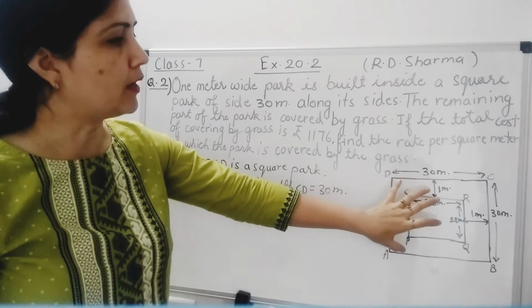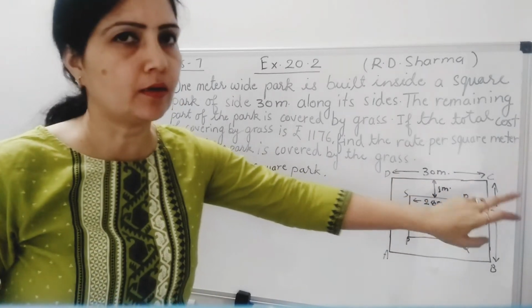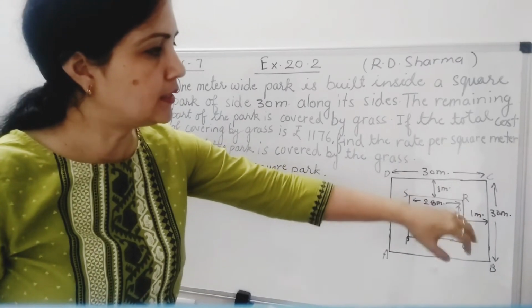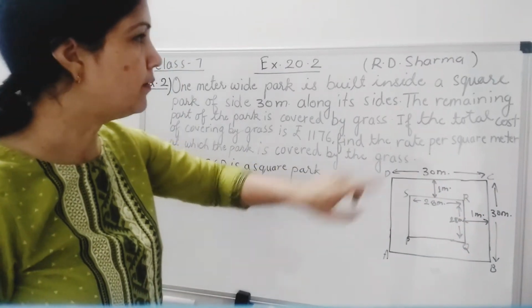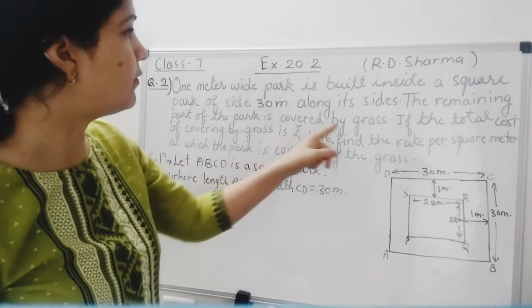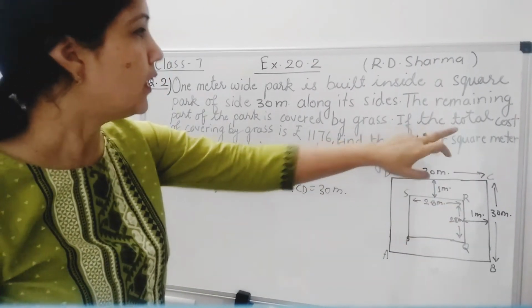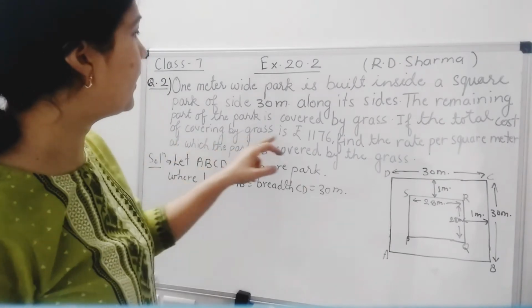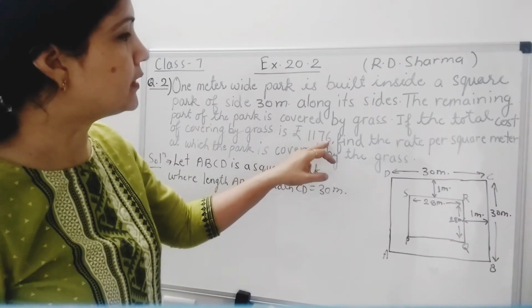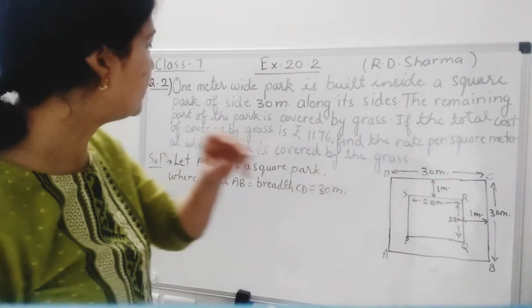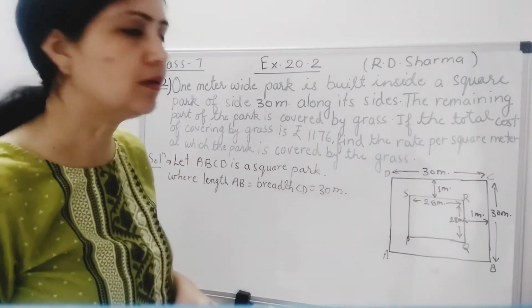There is a square park, 30 meter long and 30 meter wide. Inside that, a 1 meter wide path is formed. The remaining part of the park is covered by grass, meaning except this path, this whole part is covered by grass. If the total cost of covering by grass is rupees 1176, find the rate per square meter at which the park is covered by the grass.